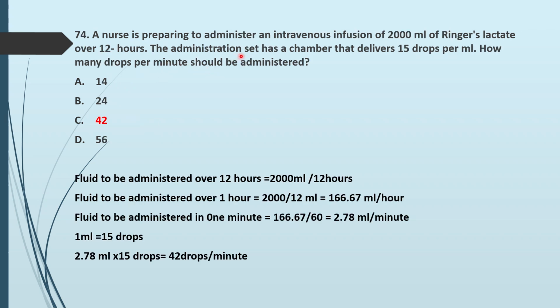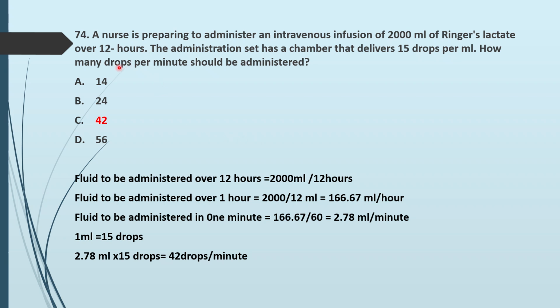A nurse is preparing to administer an intravenous infusion of 2000 ml of ringer lactate solution over 12 hours. The administration set has a chamber rate that delivers 15 drops per ml. How many drops per minute should be administered? So the fluid to be administered over 12 hours is 2000 ml, right? The fluid to be administered for 1 hour is equal to 2000 divided by 12. That is 166.67 ml. This is for hourly rate, right?